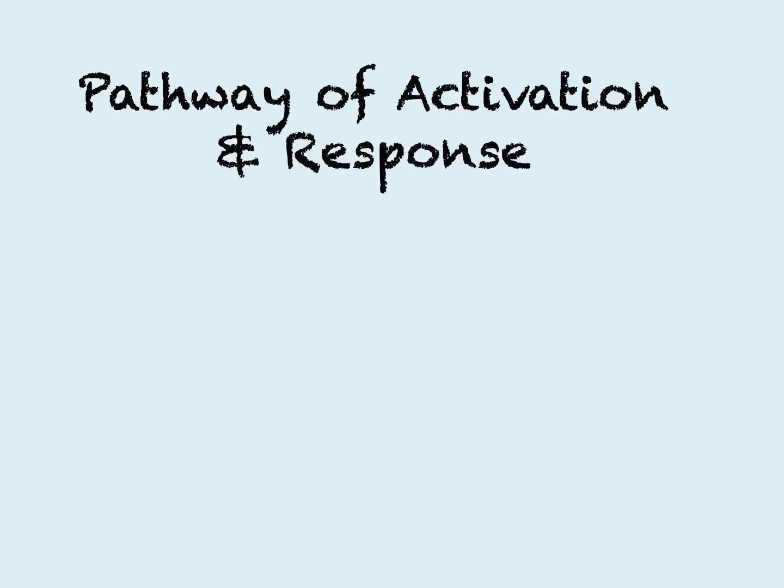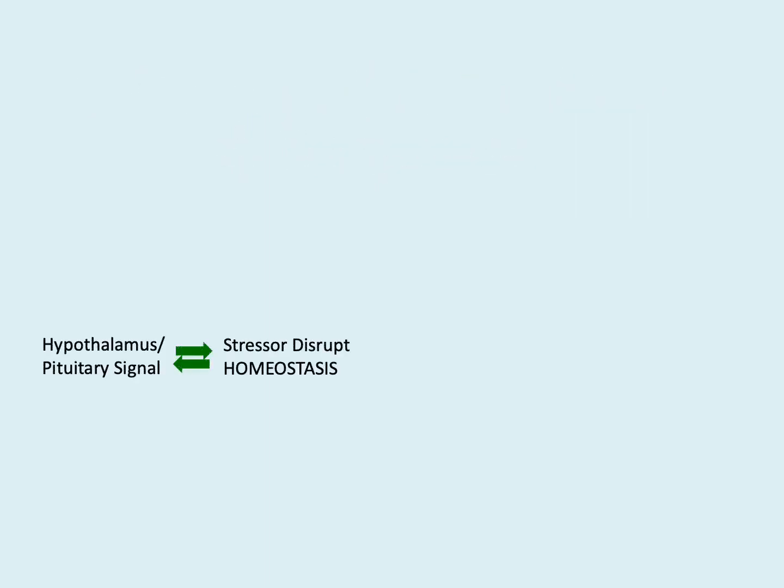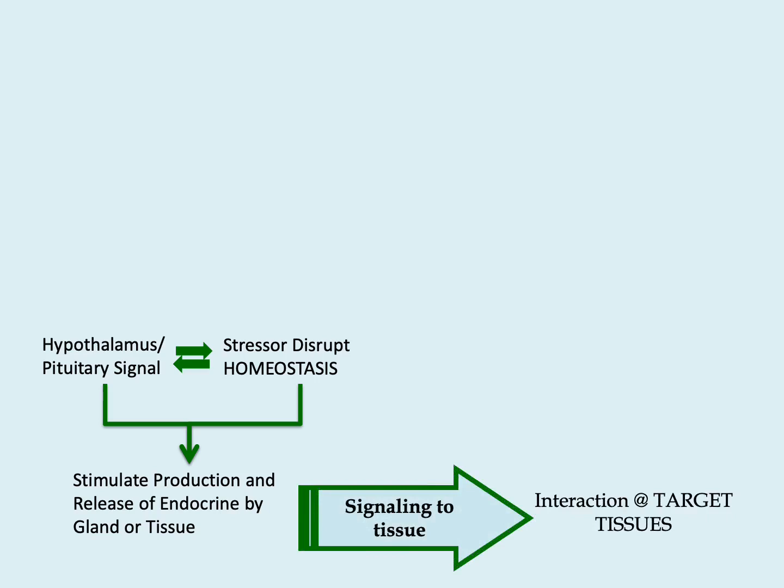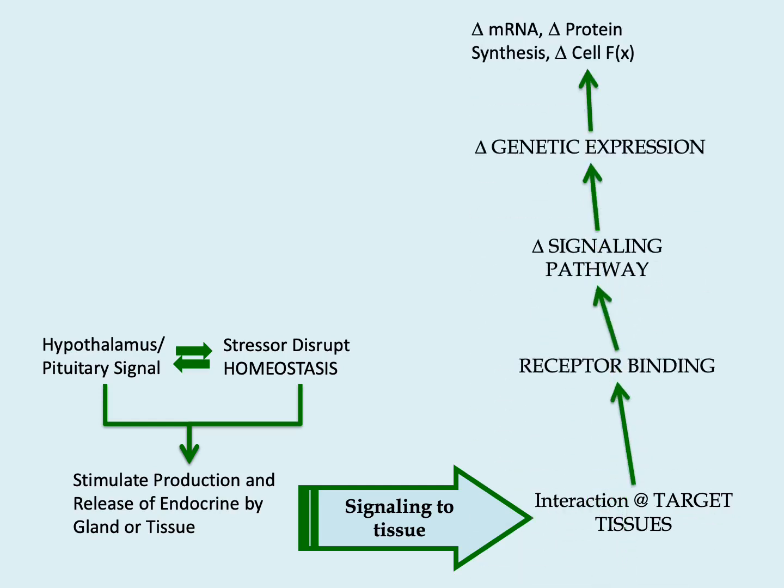The way in which this pathway occurs begins with some sort of homeostatic disruption, or the perception of a homeostatic disruption, which stimulates the production of an endocrine response. This production of endocrine response leads to signaling that goes to the tissues. The signaling that goes to the tissues leads to an interaction via receptor binding, which leads to a change at which genetic expression takes place.